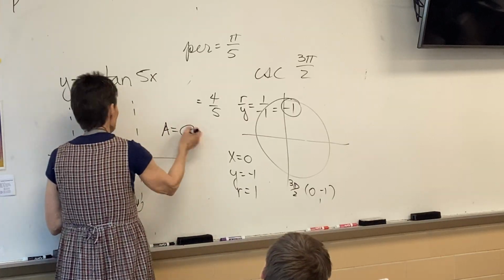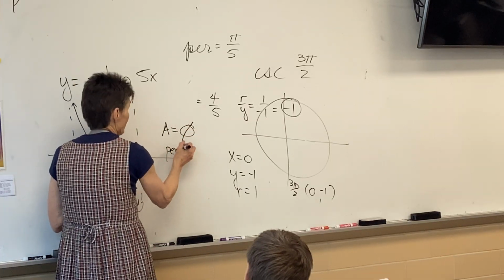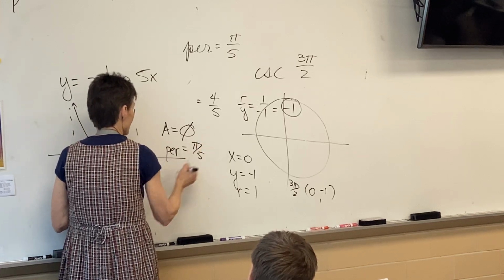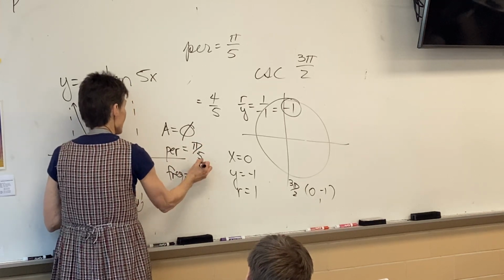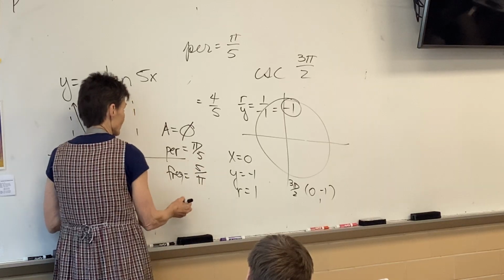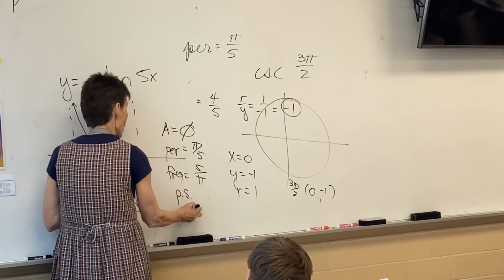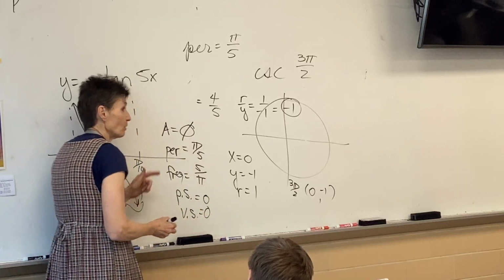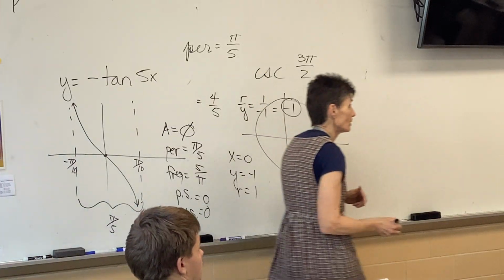So what's my amplitude? None, no amplitude. My period, I just figured it out, is pi over 5. Which means my frequency is 5 over pi. I have no shifts in this problem, so vertical and horizontal are 0.